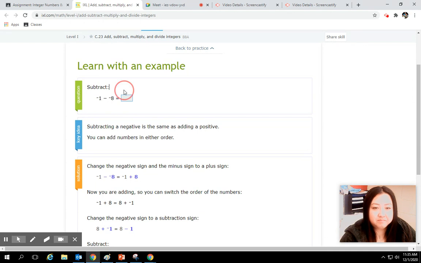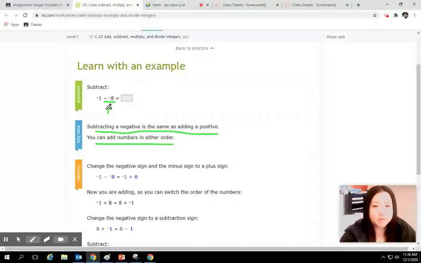All right, so for this one, class, it's just going to ask you to add, subtract, multiply, or divide. So when you subtract, I have -1 minus a -8. When you are subtracting, it says that subtracting a negative is the same as adding a positive. You can add numbers in either order. So whenever you are subtracting a negative number, it's going to turn into a +8. So it's really -1 plus 8.